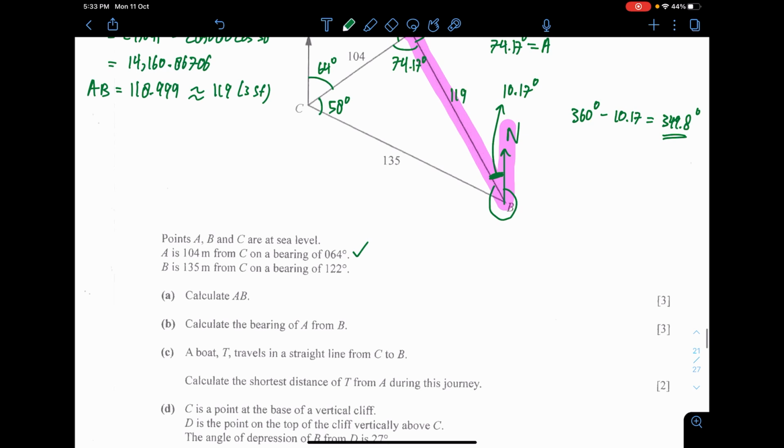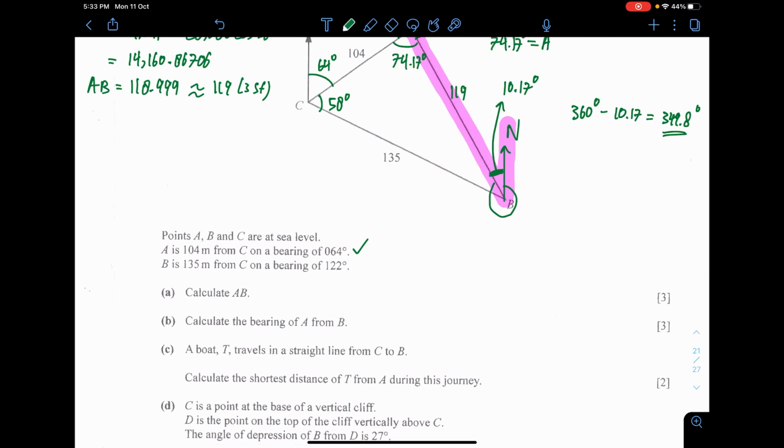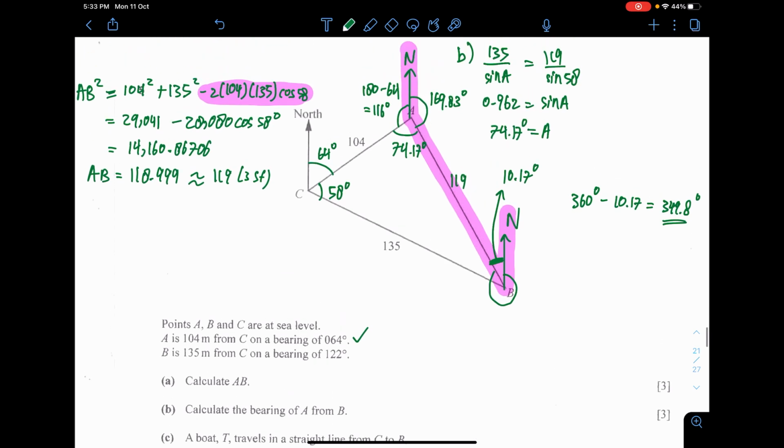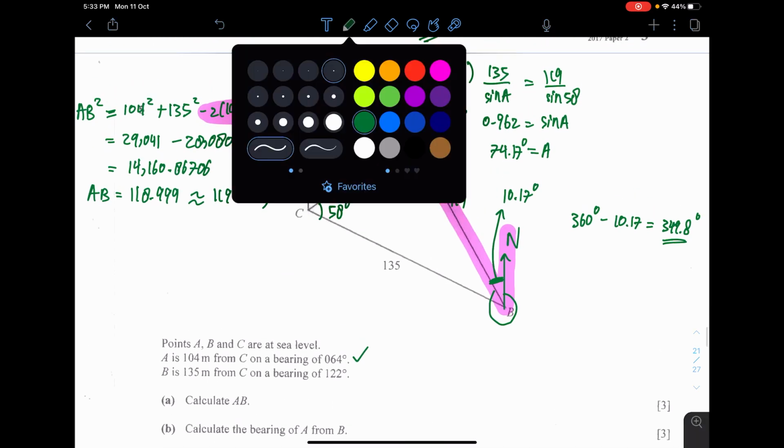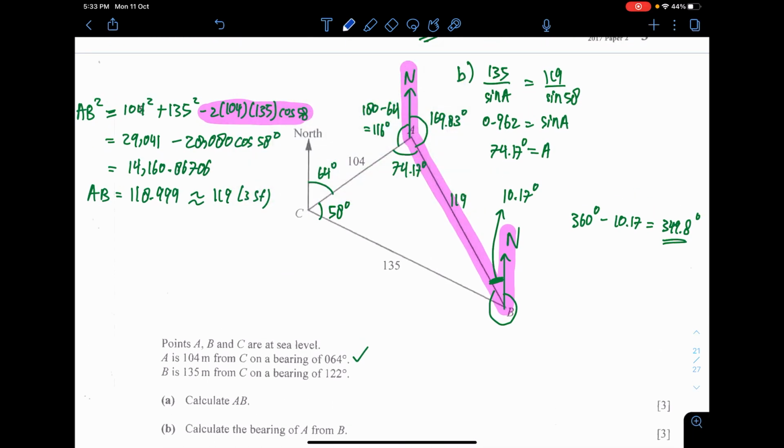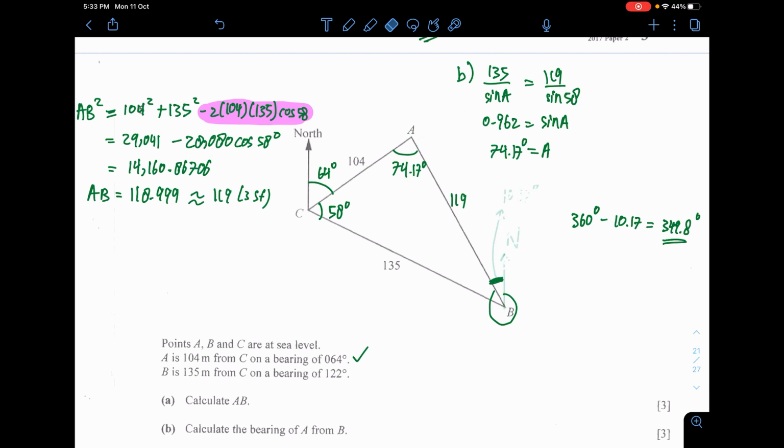A boat travels in a straight line from point C to point B. Calculate the shortest distance from T to A. Okay, I've already drawn a lot of things here, so I'm going to cancel a few of the workings so you can see it a bit more clearly. You can just rewind the video if you need to look at anything that you lost. I'm going to erase this. Do I need this one? I don't need it.